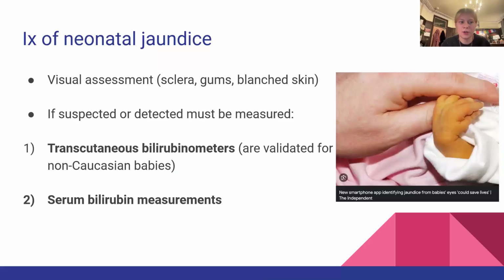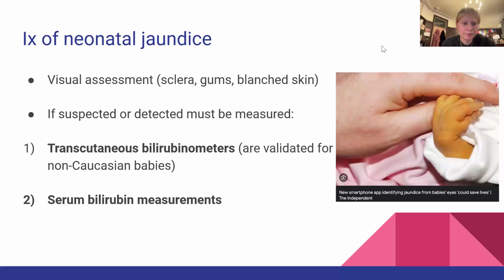So next slide. How do we investigate these? Quite simple, actually. Visual assessment, which we spoke about earlier. If suspected or detected, we must measure it. There are only 2 ways of measuring jaundice at the moment. It's usually through a camera that you put to the skin, and it's able to measure whether or not the skin appears jaundiced and quantify that. It is validated for non-Caucasian babies as well, and it works quite well. We can also use serum bilirubin measurements, which will also give us an idea of our conjugated versus unconjugated levels, if we're trying to think about causes.